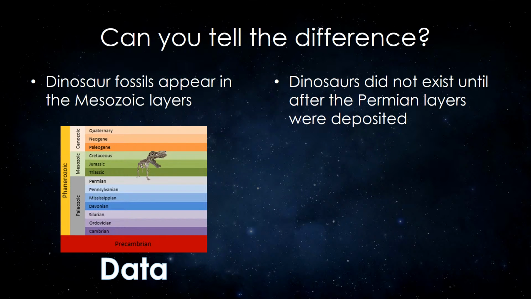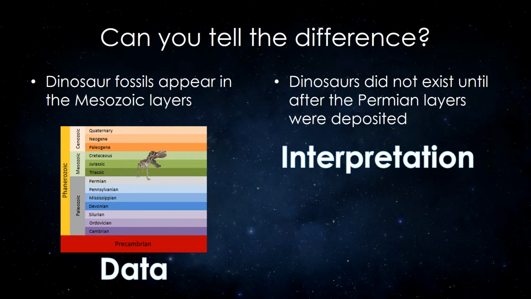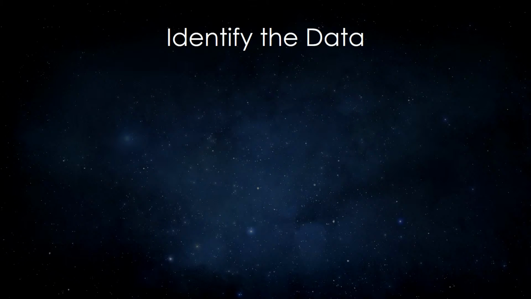The location of dinosaur fossils in certain layers is observable data. Using their relative location to draw conclusions about when they existed is interpretation. Listen to each of these statements and decide whether you think it is data or interpretation. Pause the video if you need more time to think about it.